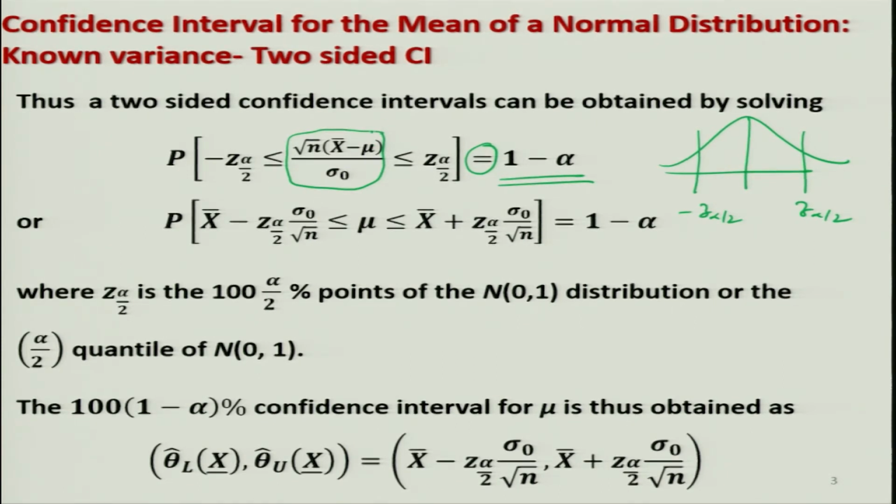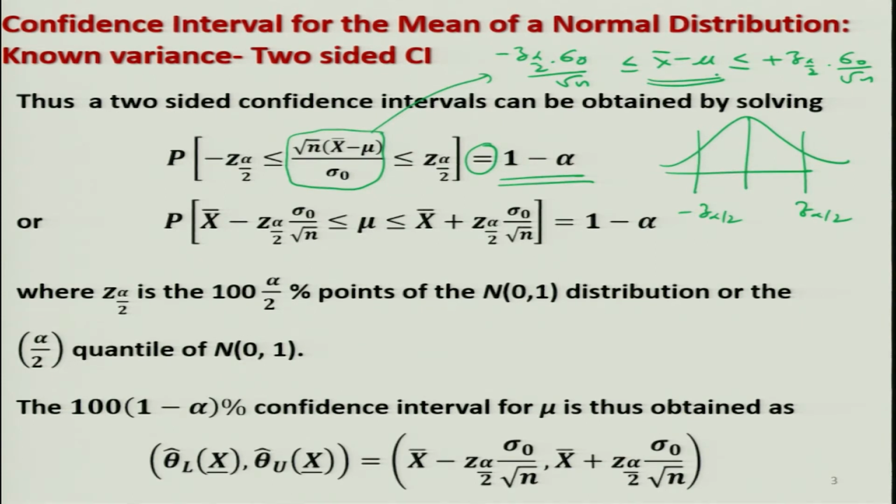So, if you solve this equation here, this will become minus z alpha by 2 into sigma 0 upon square root of n, which is lying between x bar minus mu, and this will be plus z alpha by 2 into sigma 0 upon root n. And you want to know what is the range for mu. So, now you have to simply solve this.